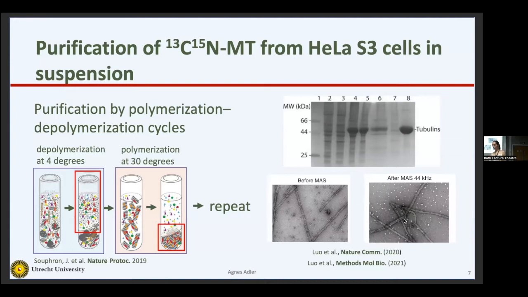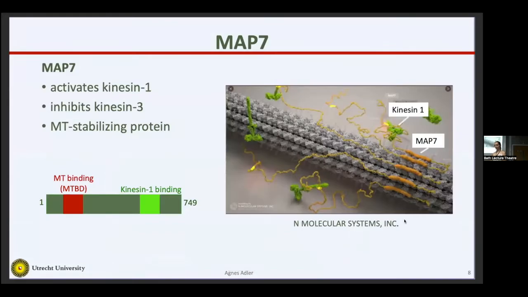Okay, after we get microtubules, we can now study the interaction with MAPs. And first of all, I'm going to talk about microtubule-associated protein 7, short MAP7. That is a protein that activates kinesin 1. You see it a bit in the figure. It is catching kinesin 1 out of the cytoplasm and helps it to bind. And it seems to inhibit other kinesins. Otherwise, it's a microtubule stabilizing protein that binds along the protofilaments and also seems to bundle microtubules. The microtubule binding domain is only a small part of the whole protein.